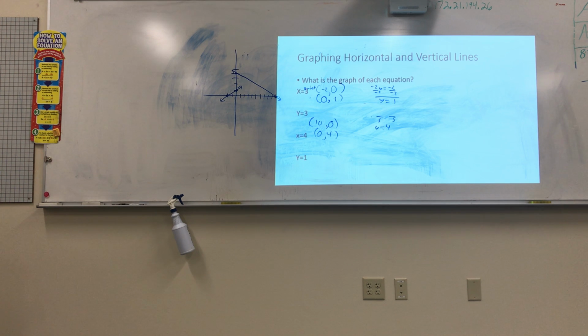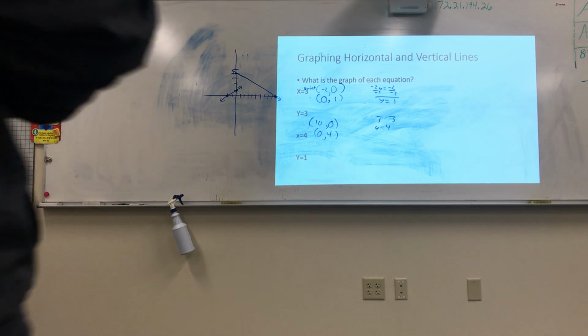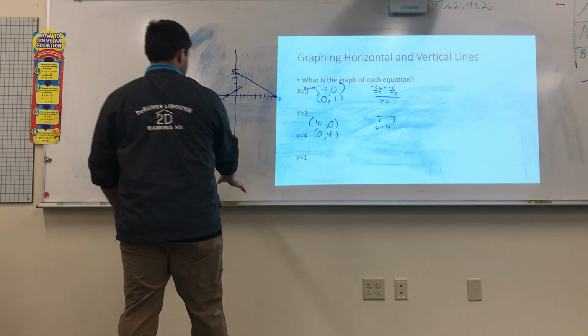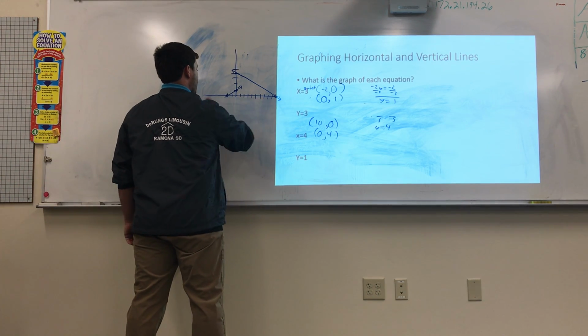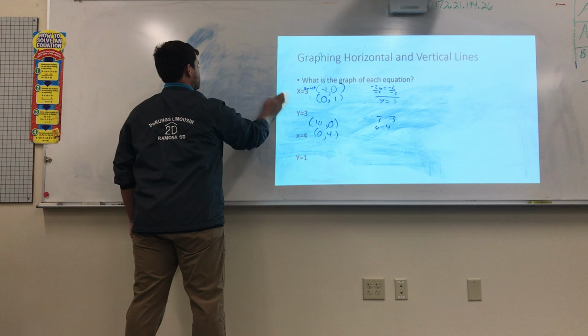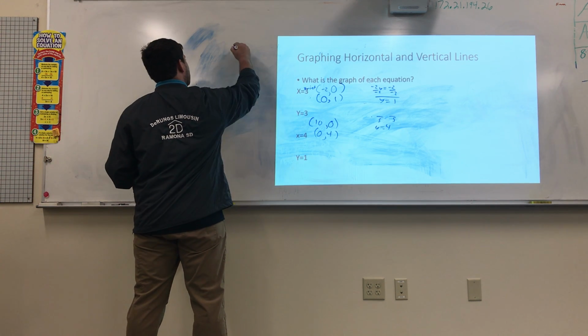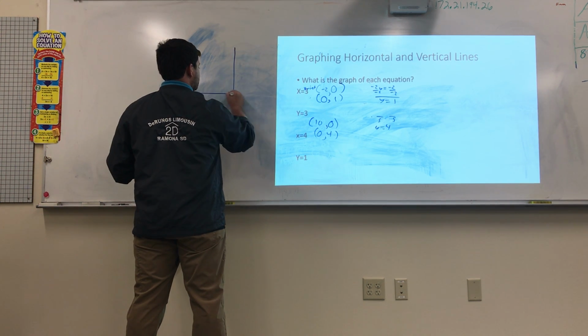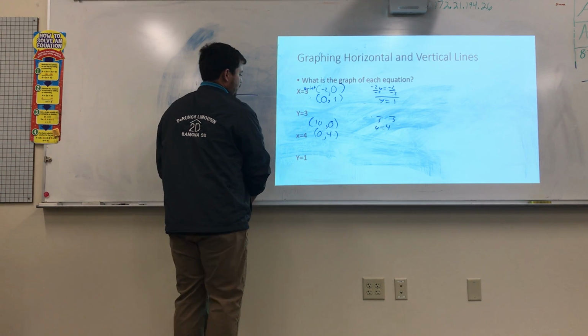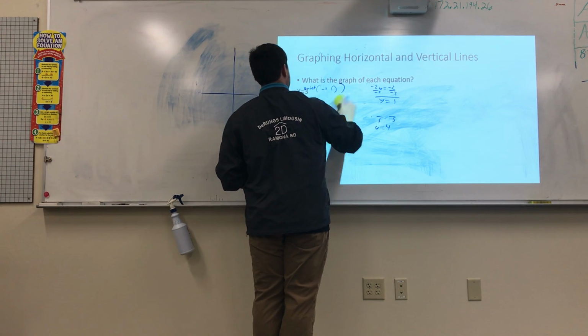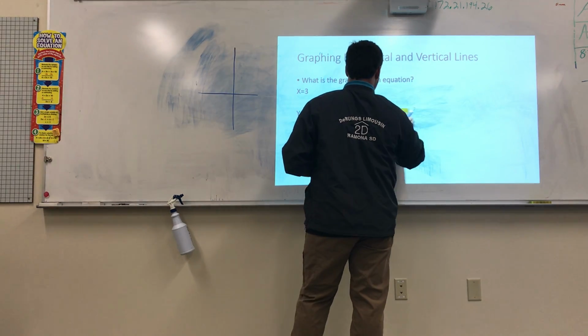What is the graph of each equation? So, these are interesting ones because of the fact that they are x equals 3. So x equals 3. Where on the graph does x equal 3?